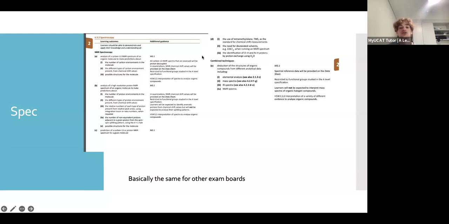I'm not going to go through the actual content of infrared spec and mass spec because it's not on the agenda for today, but we will look at a few questions where you're required to integrate the different approaches. If you have questions throughout, please don't be afraid to ask. So let's get started then.